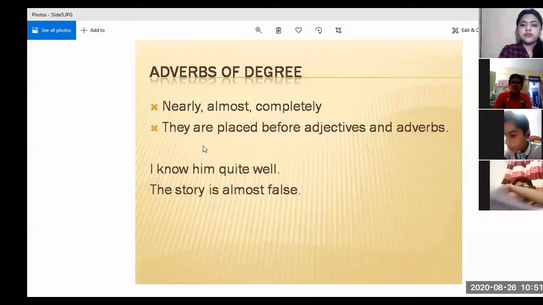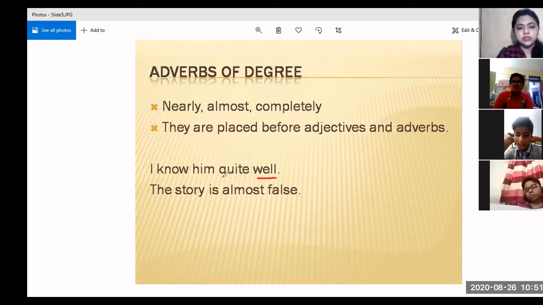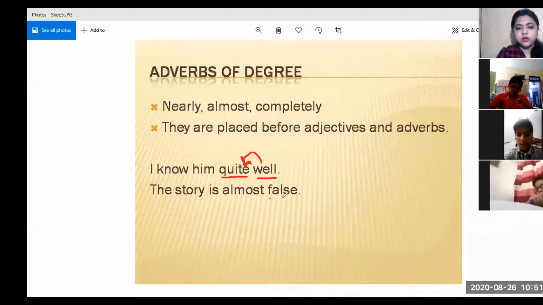Now they are placed before the adjective and adverbs. Let us look at the example to get a clearer idea. I know him quite well. So here well is an adverb and quite is the adverb of degree. So we are placing it before another adverb which is present, right? Next example: the story is almost false. So we are placing it just before the word false.